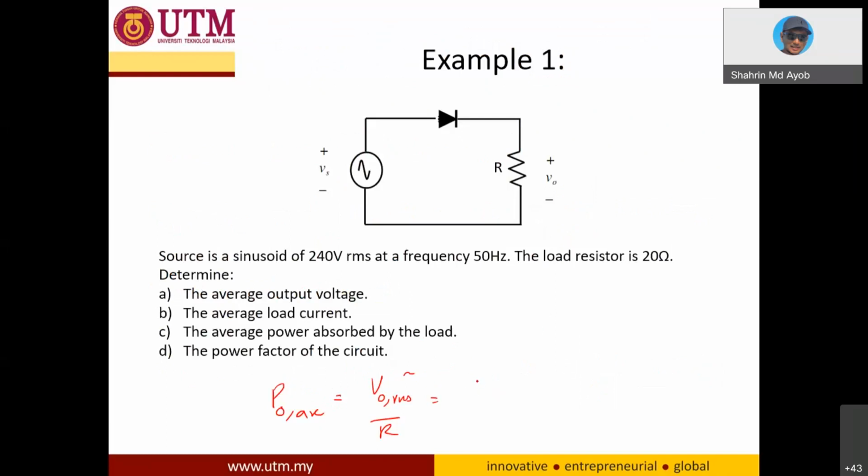Okay, so V out RMS is 0.5 multiplied by VM, which is square root 2 multiplied by 240 volts, over the resistor 20 ohm. You should get 0.5 multiplied by square root 2 multiplied by 240, all over 20. So you should get... is it right?